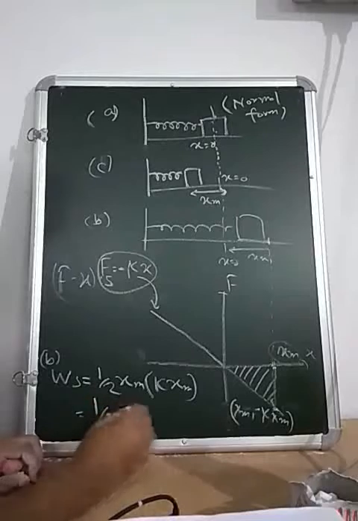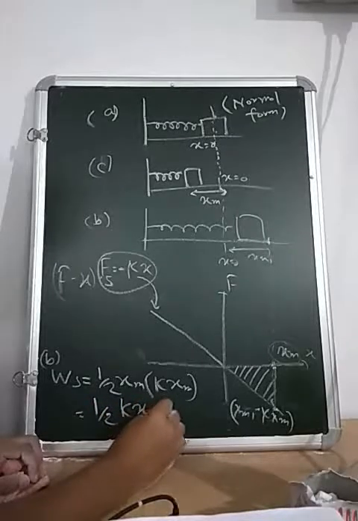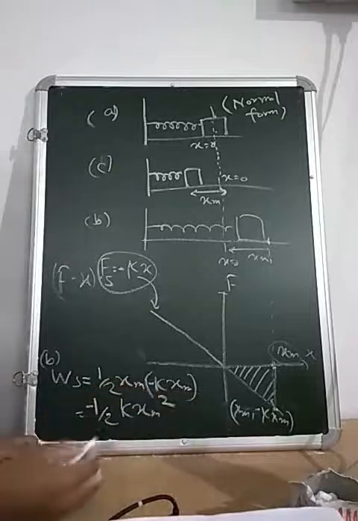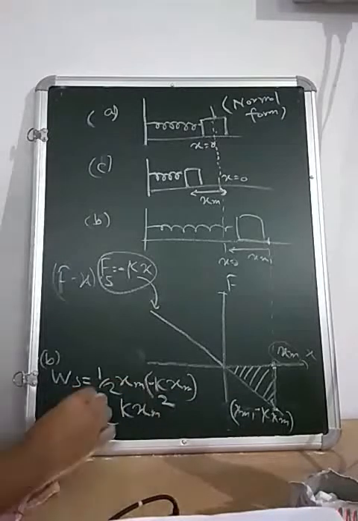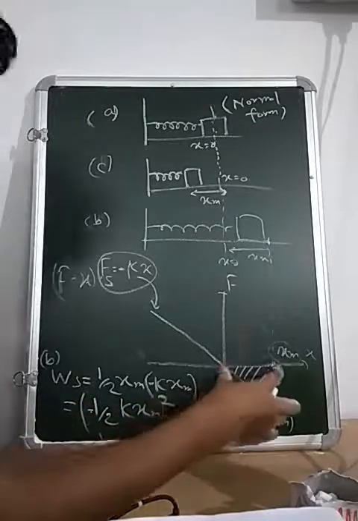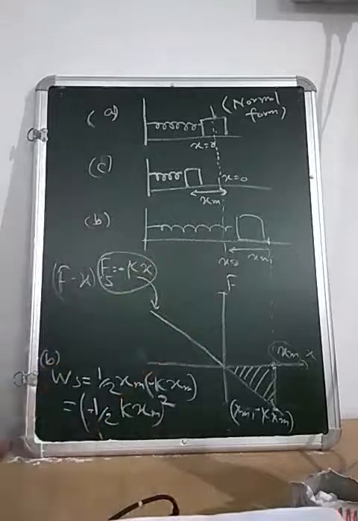So it will be half into k into xm square, minus. See, this is minus, so I'm putting this minus. So this is the work done by the spring due to this expansion of the spring.